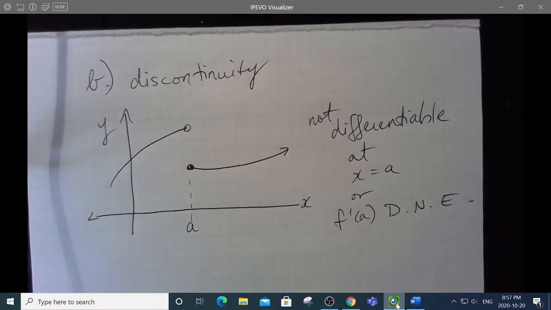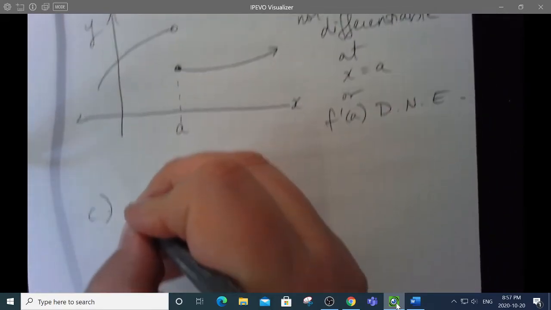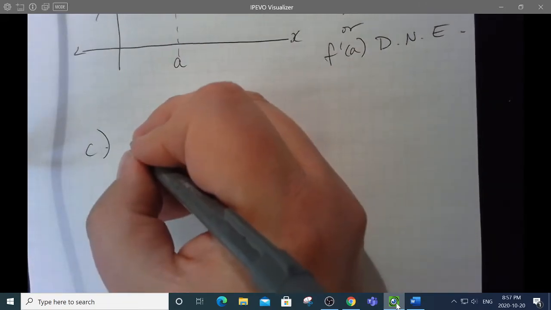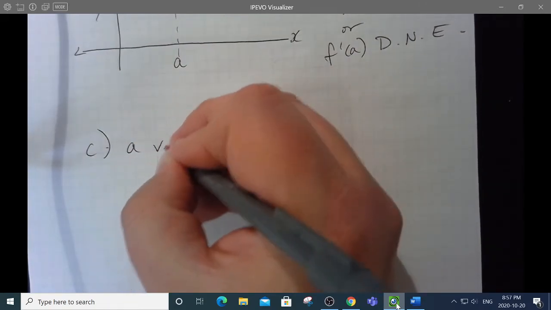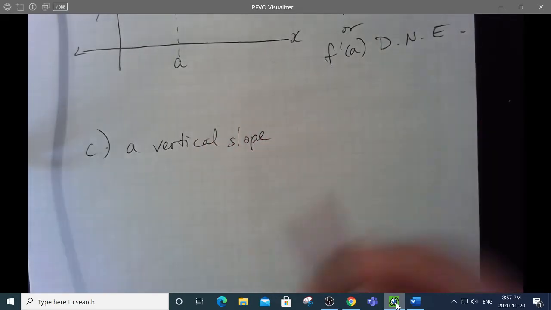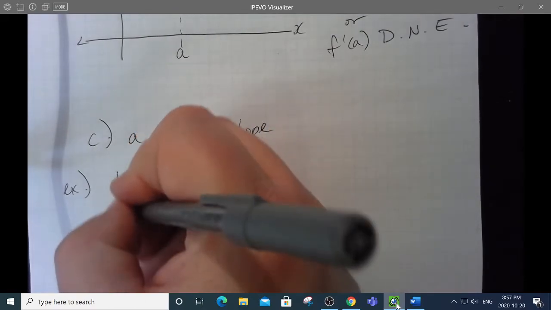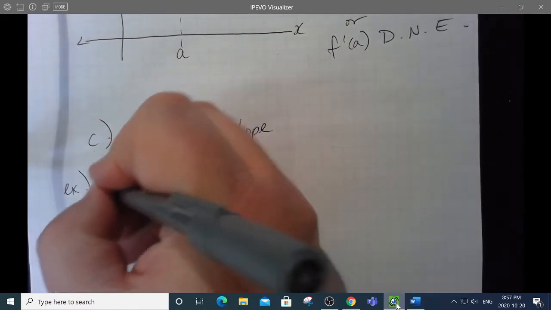Okay? And finally, the third type is, what if you find a place in the graph where you have a vertical slope? And again, the example they gave, I'll try to draw this one to the best of my abilities. As you can see, I'm no artist with this stuff.